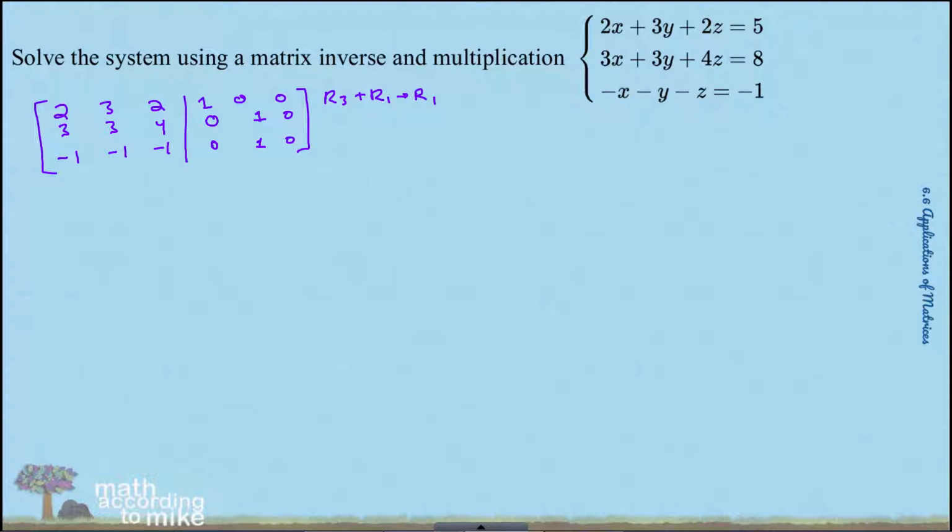Now, assuming there's a 1 in the 1, 1 position, we can say negative 3 row 1 plus row 2 makes row 2, and row 3 plus... not negative row 1, because it's already a positive 1. So we could just say row 1 plus row 3 makes row 3.